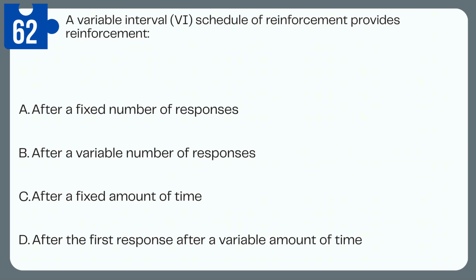Question 62. A variable interval, VI, schedule of reinforcement provides reinforcement A. After a fixed number of responses. B. After a variable number of responses. C. After a fixed amount of time. D. After the first response after a variable amount of time.